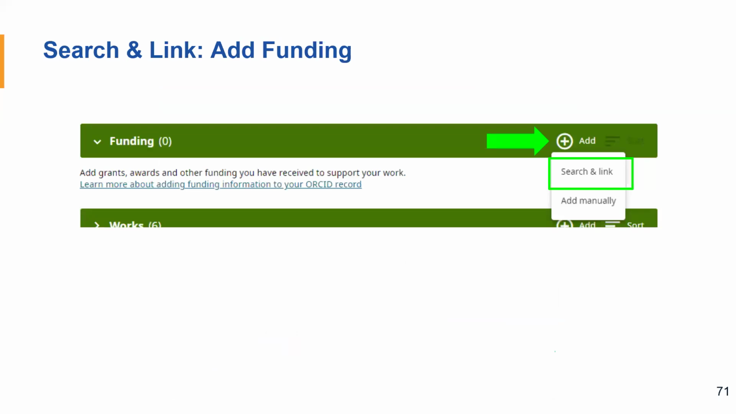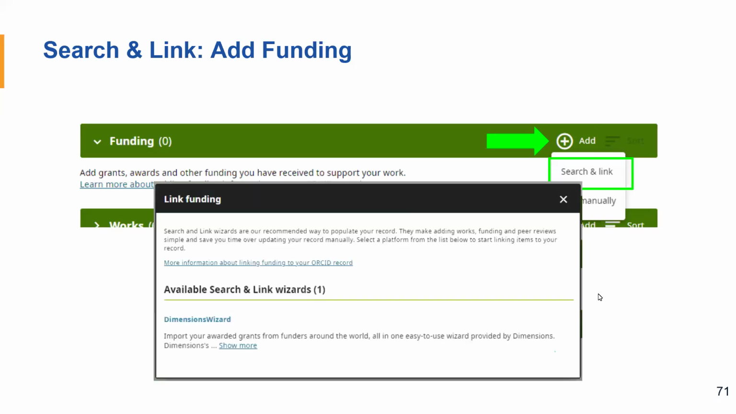All right, so now let's take a look at the funding section of ORCID. So, how to add funding information to your ORCID record. Here, you will want to add your past funding information to your ORCID record. In the funding section of your ORCID record, when you click on funding, you can see that you can either select search and link wizard, or add manually. Start by selecting search and link here. Then when you click on that, it will take you to this page. So click on Dimensions Wizard.